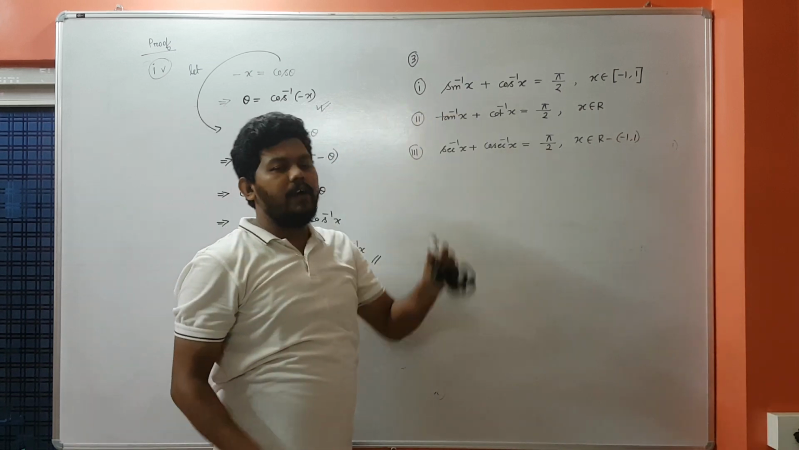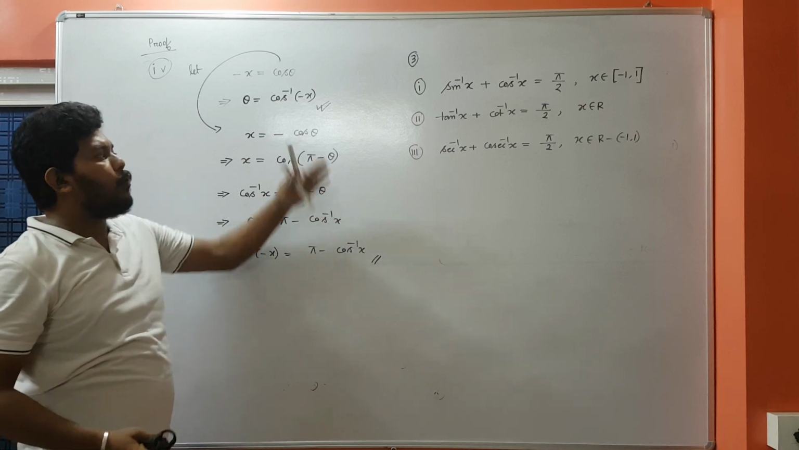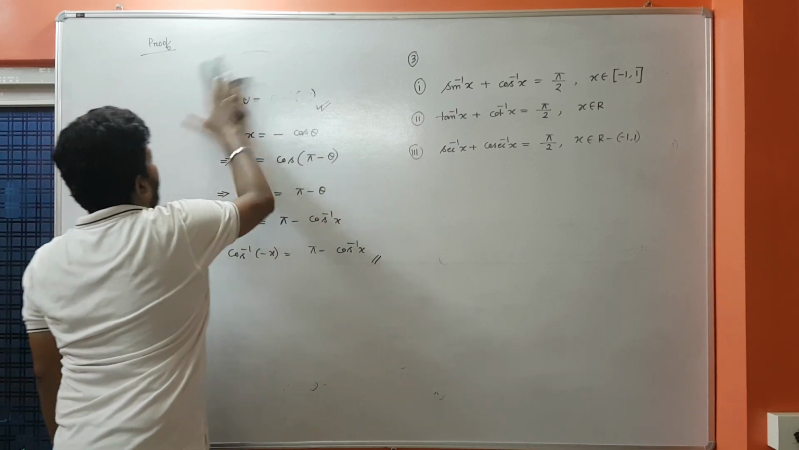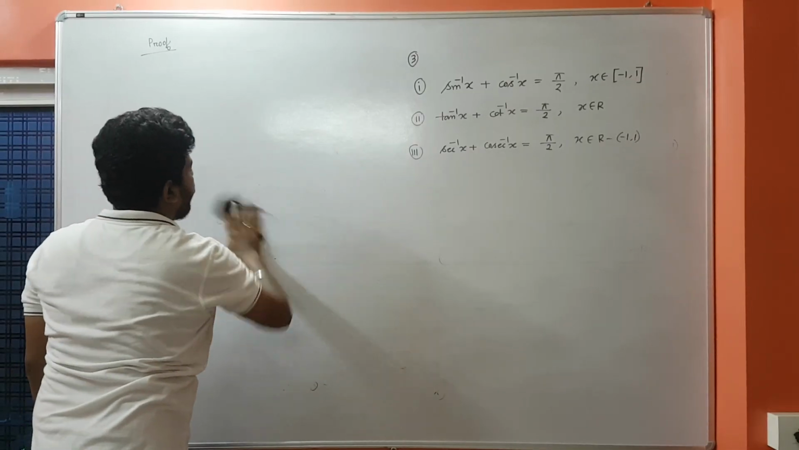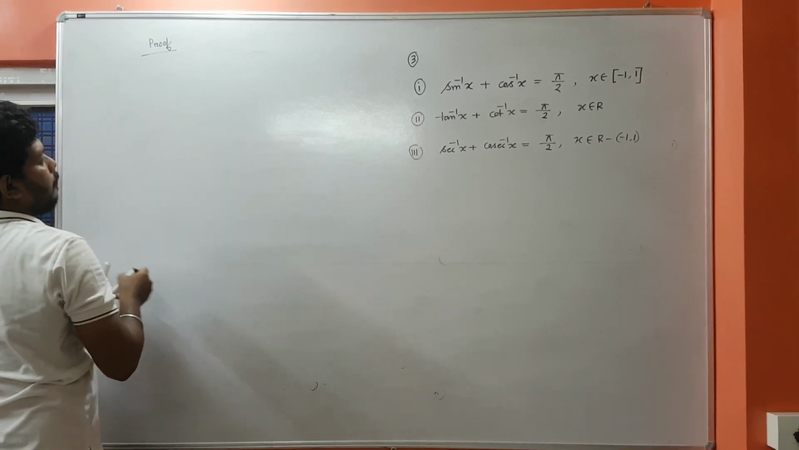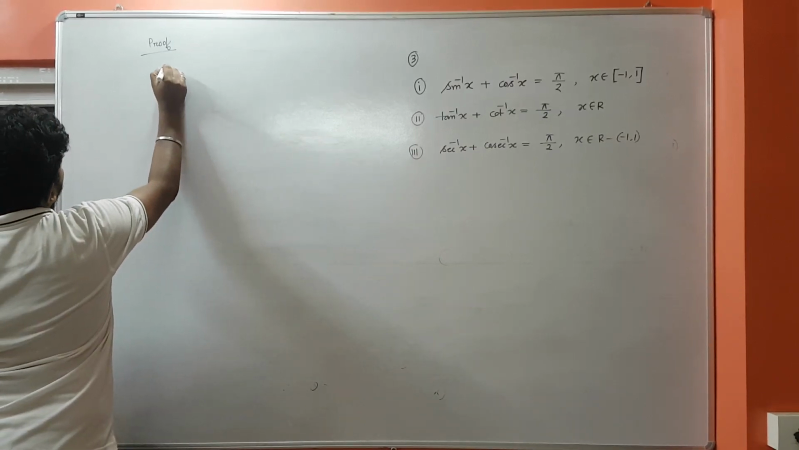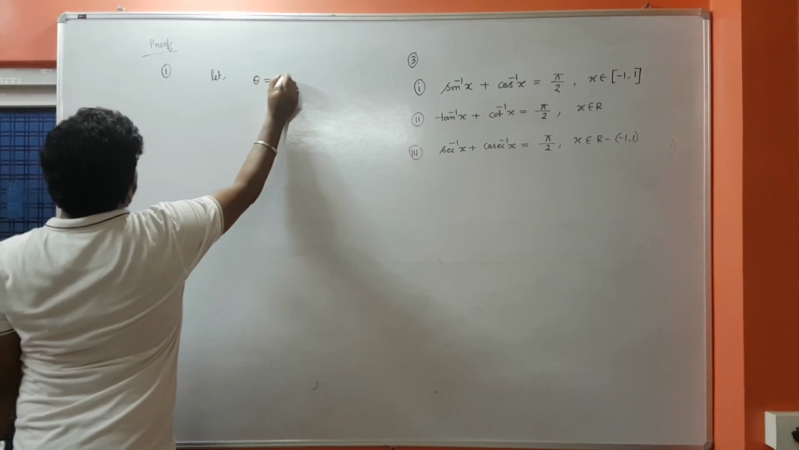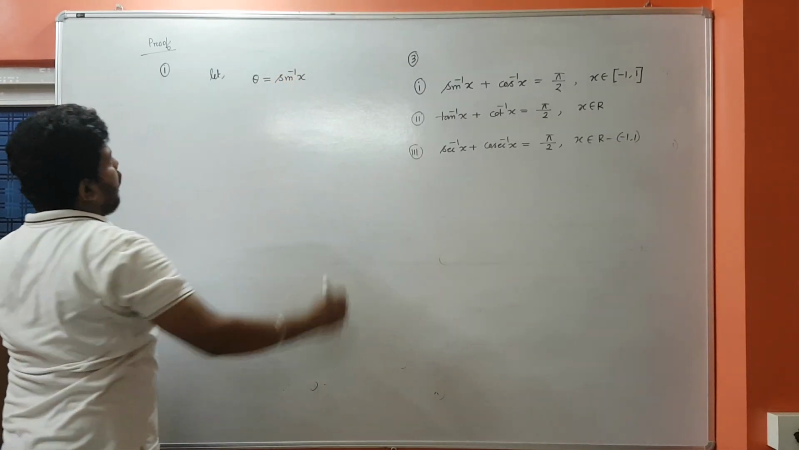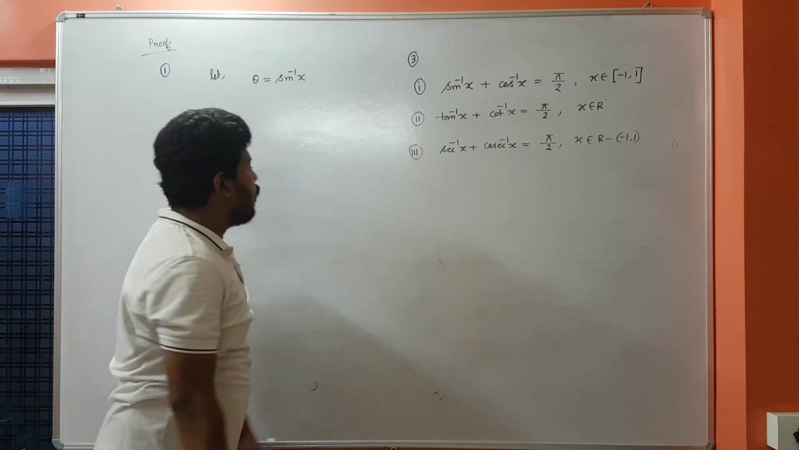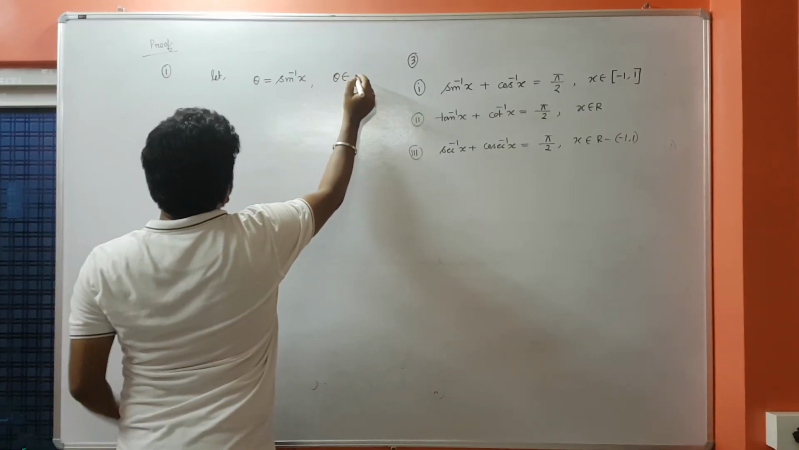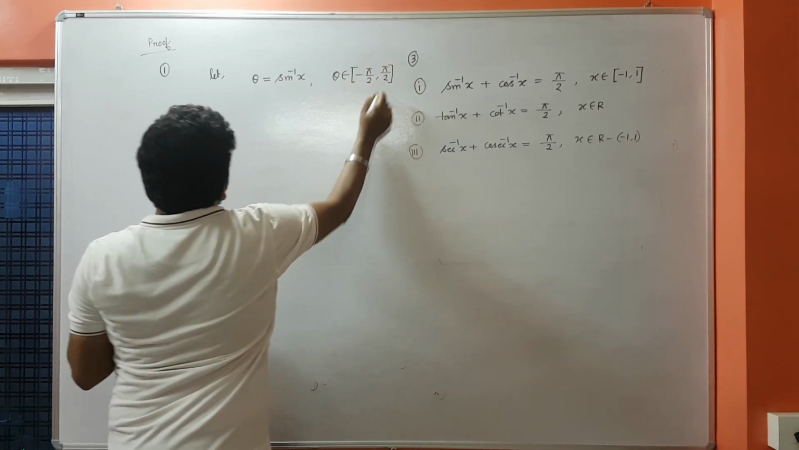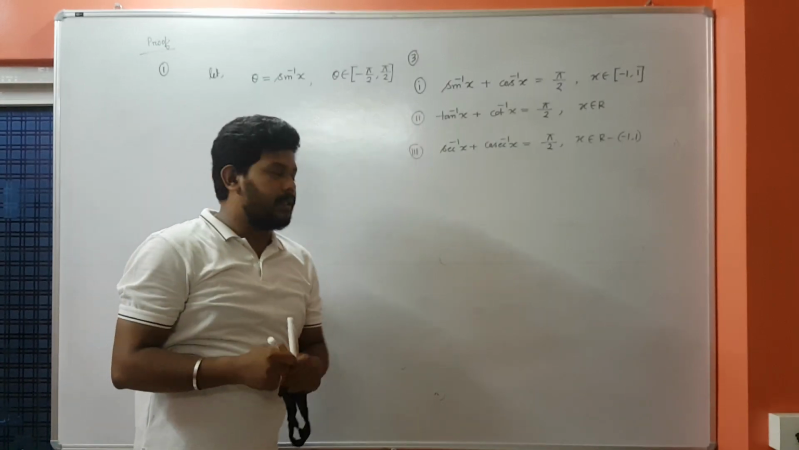These three formulae are very important. Number 1, number 2 and number 3 have similar proofs. Let us find the proof of number 1. Let theta is equal to sin inverse of x, where theta belongs to minus pi by 2 to plus pi by 2. This is the principal value of sin inverse of x.